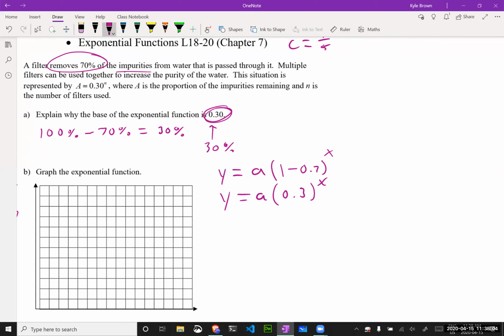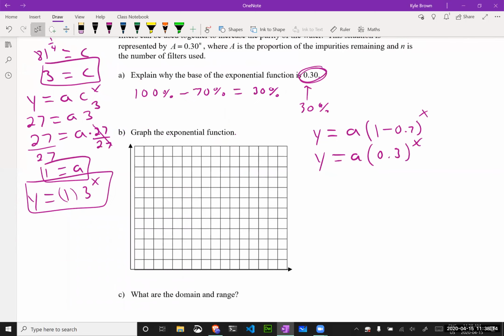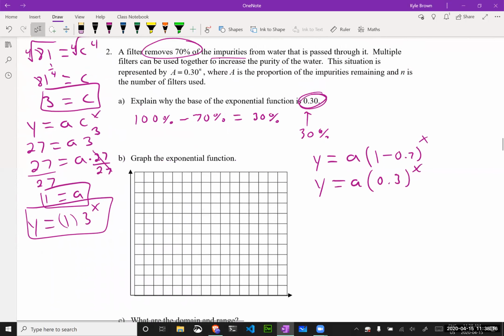Yeah. So we'll just leave it at that. Okay, so what's going on here then? So it says graph this exponential function. Okay, well, in this case, they never actually told us.